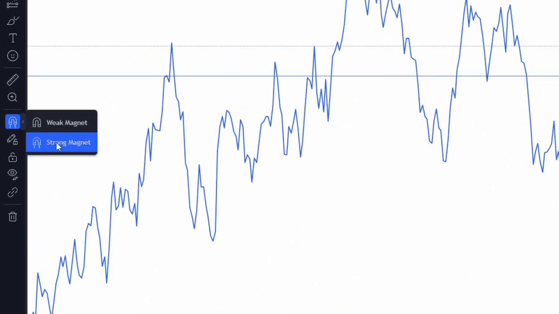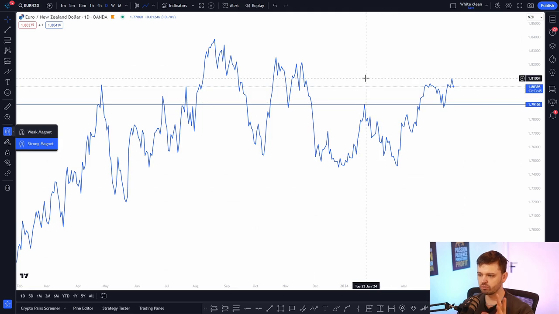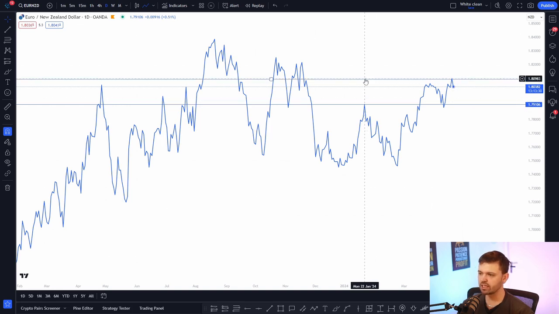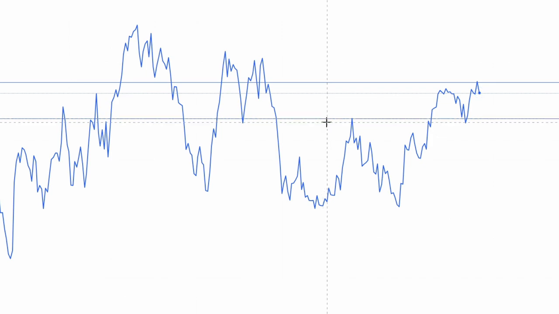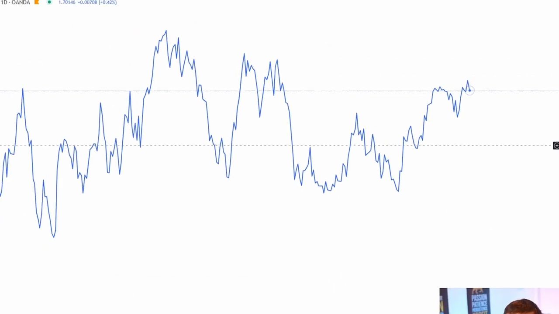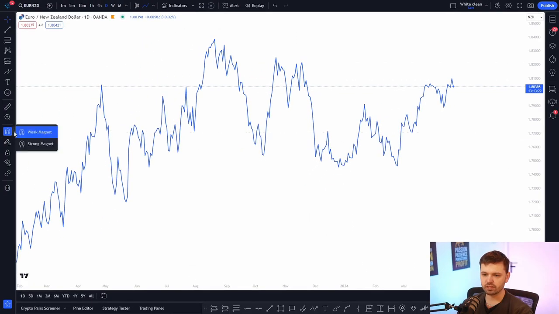You have the weak and the strong. The strong one snaps the line to whatever candle, whatever line high is closest to the cursor, no matter where you have the cursor. If I select the weak magnet and I press Alt H up here, you will see it adds a line here, but when I get closer to the high, it adds one below. So the weak magnet, the strong magnet, that's the difference between those two.